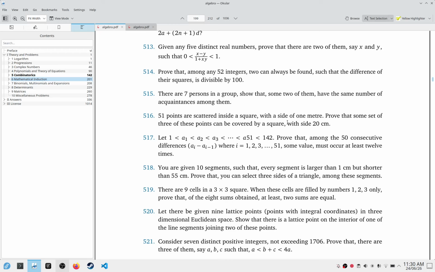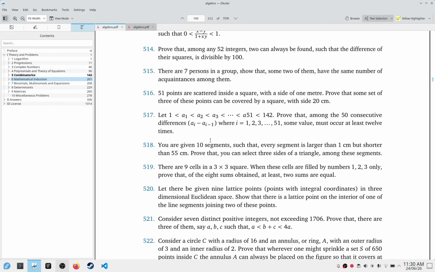Yeah. So once you have 25, you can put 2 points in each of the squares. That will be 50. And then the 51st point, when you put it in any square, will give at least 3 points in that square. So that's how we solve this.